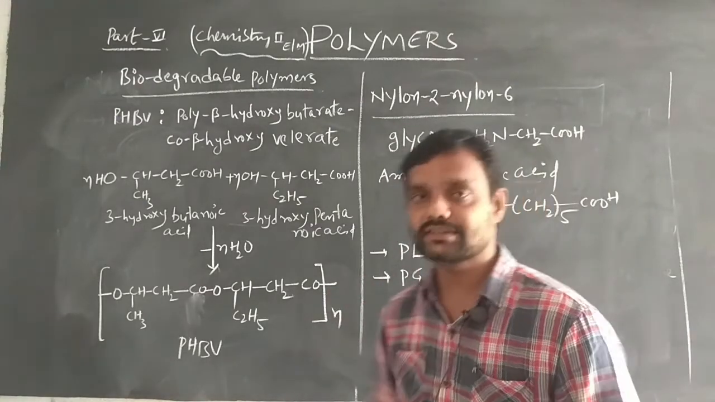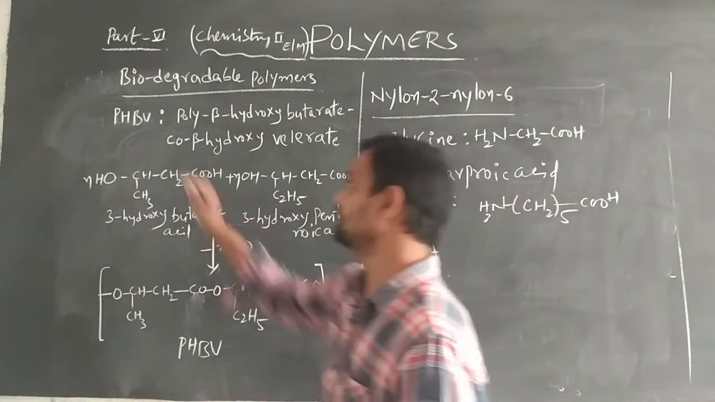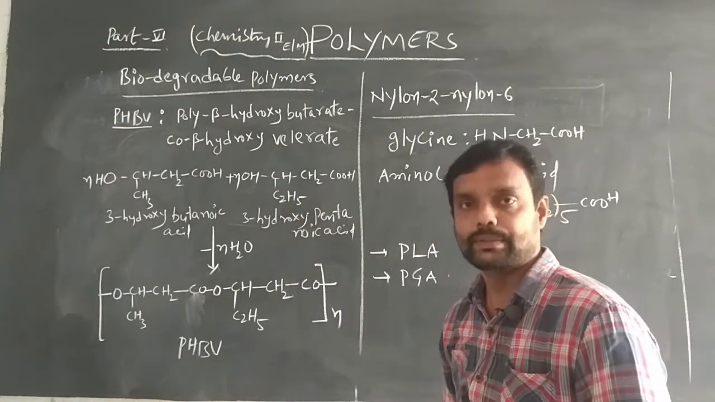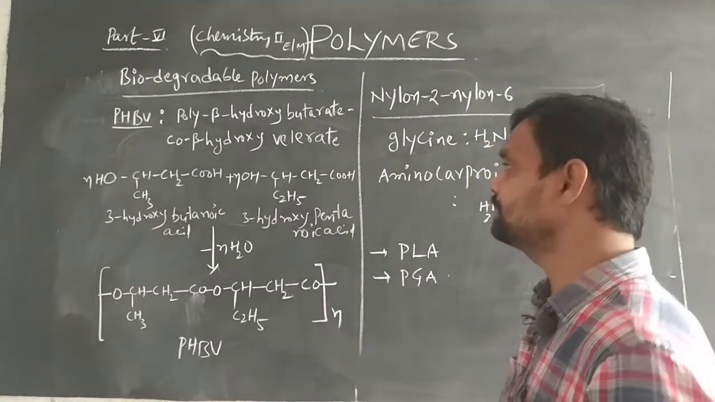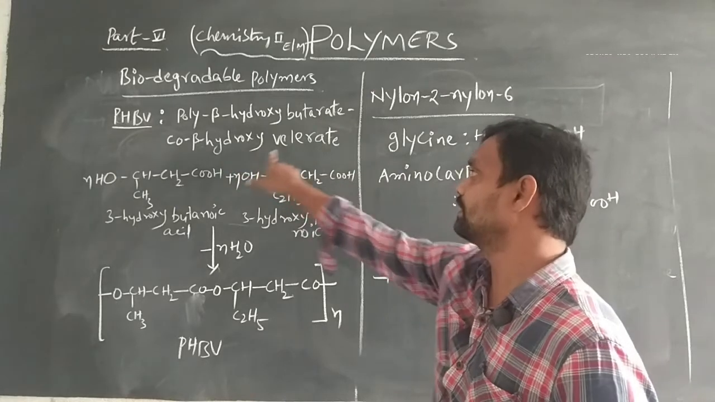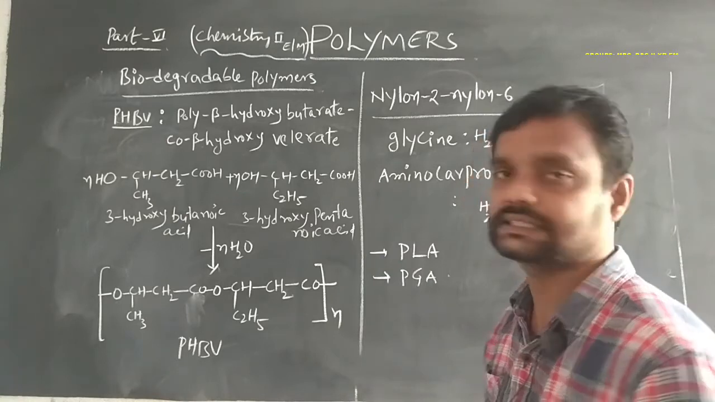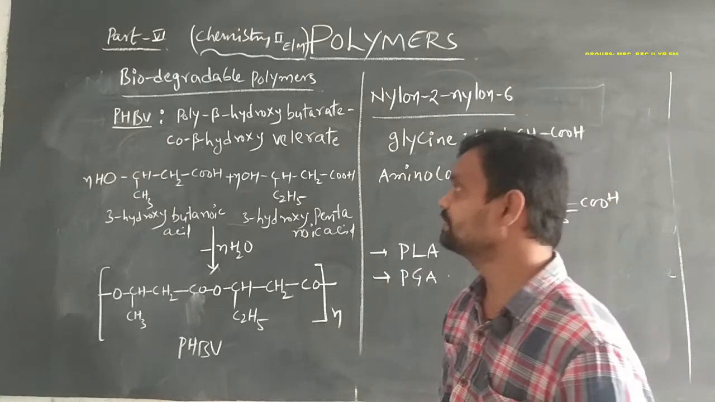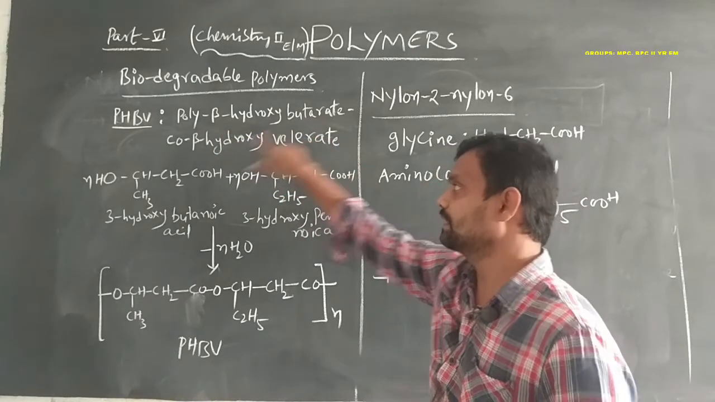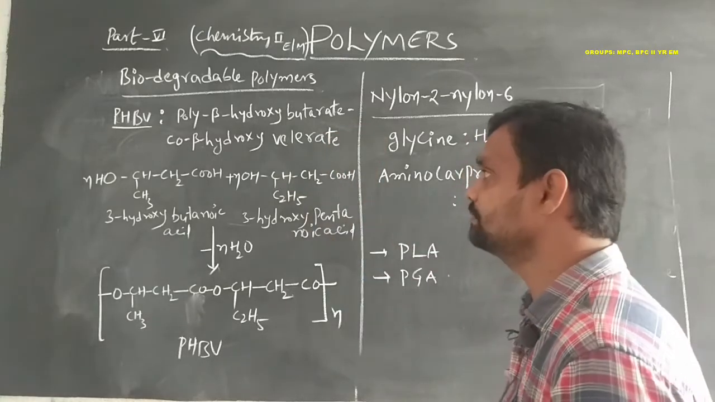There are several examples of biodegradable polymers. The well-known example is PHBV. PHBV stands for poly beta hydroxybutyrate-co-beta hydroxyvalerate, and its abbreviation is PHBV.